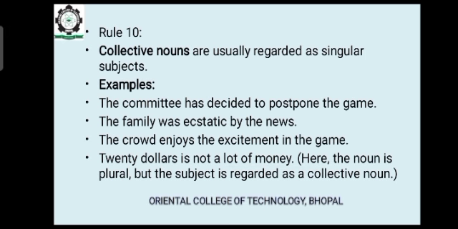Rule number 10. Collective nouns are usually regarded as singular subjects. Examples: the committee has decided to postpone the game. The family was ecstatic about the news. The crowd enjoys the excitement in the game. $20 is not a lot of money. Here the noun is plural, but the subject is regarded as a collective noun.